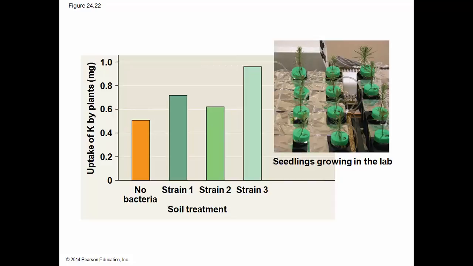Okay, so here is an experiment where they grew pine seedlings in sterile soils. Pine seedlings grown in sterile soils to which 1 of 3 strains of bacterium, Burkholderia glathei, had been added, absorbed more potassium than seedlings grown in soil without any bacteria. Other results not shown demonstrated that strain 3 increased the amount of potassium released from the mineral crystals in the soil. So this bacteria in the soil enabled these plants to absorb the nutrient potassium.